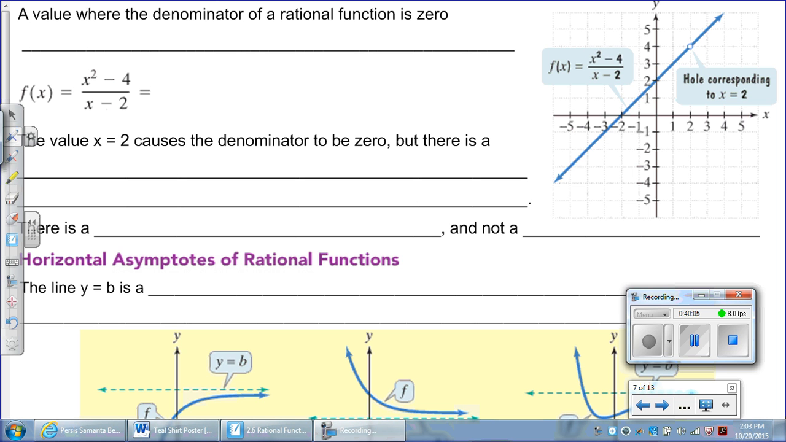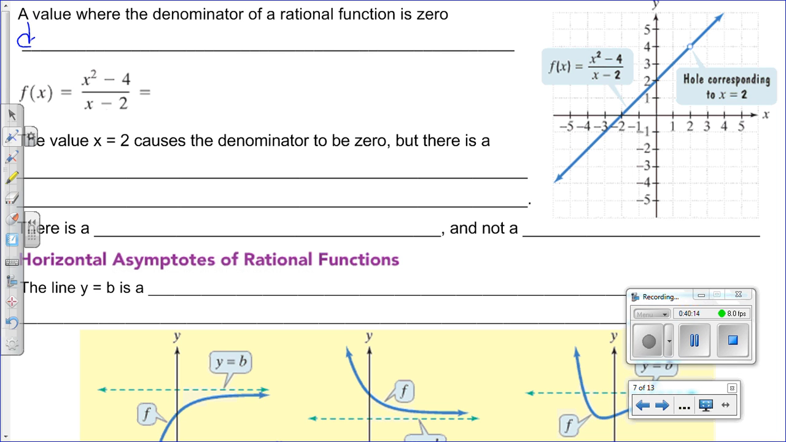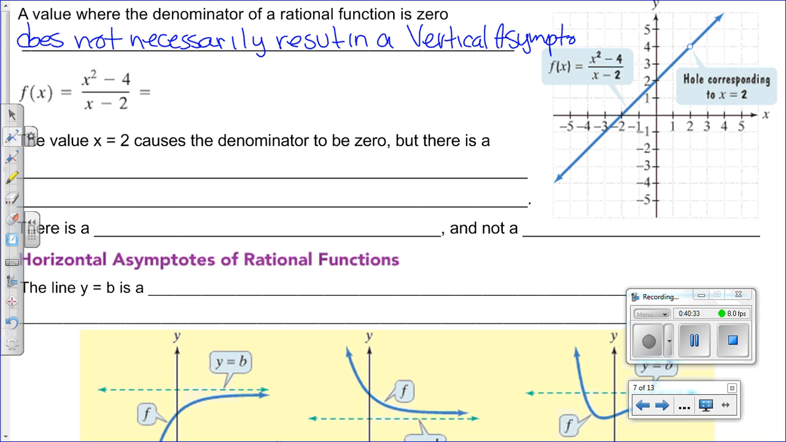So moving on to the next slide, we're going to write a little definition here. A value where the denominator of a rational function is zero does not necessarily result in a vertical asymptote. And we're going to see one more example here.